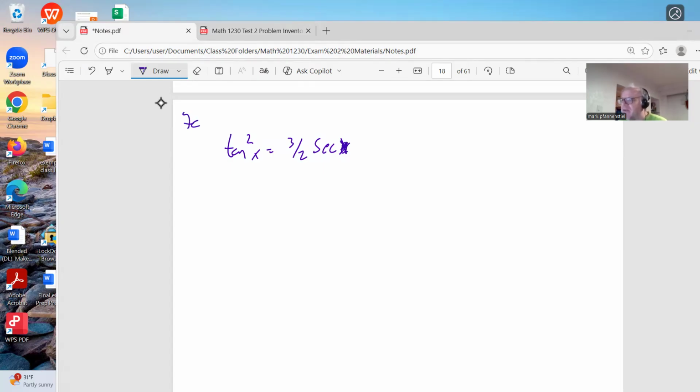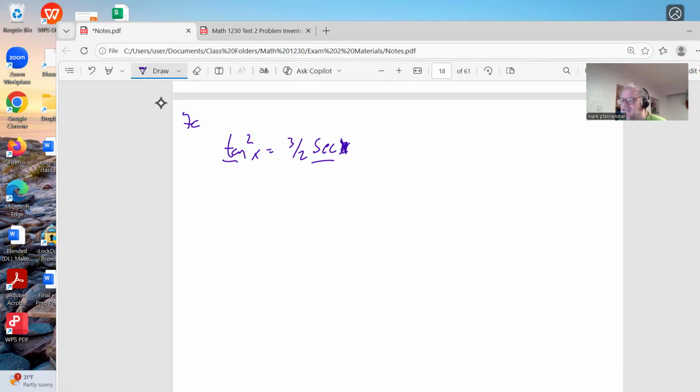So this problem, we have tangent squared is equal to 3 halves secant x. One of the things we have to figure out is we have two different types of trigonometric function here. We can't do that. So what we're going to have to do is figure out a way to turn tangent to secants or secants into tangents.